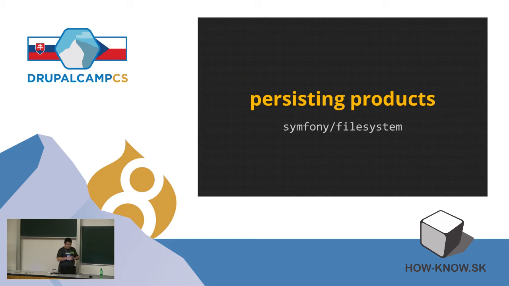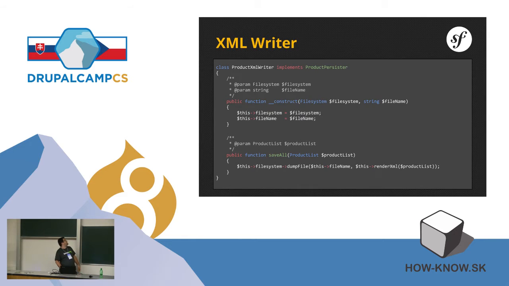Okay, so we have a command, we have dependency injection. Now we need to persist our products. Our first step was to write them to an XML file. We wanted to use Drupal's built-in XML import feature. It takes a file system, the file name where you want to dump it, and a product list, and then it basically dumps the file and renders XML.